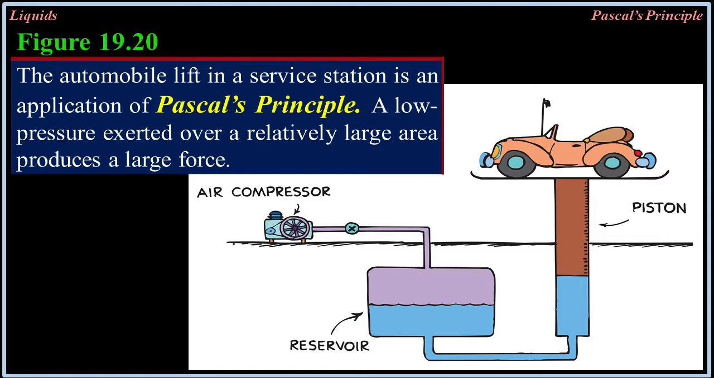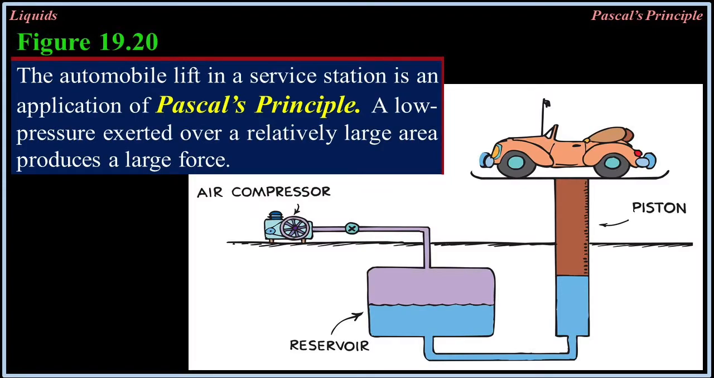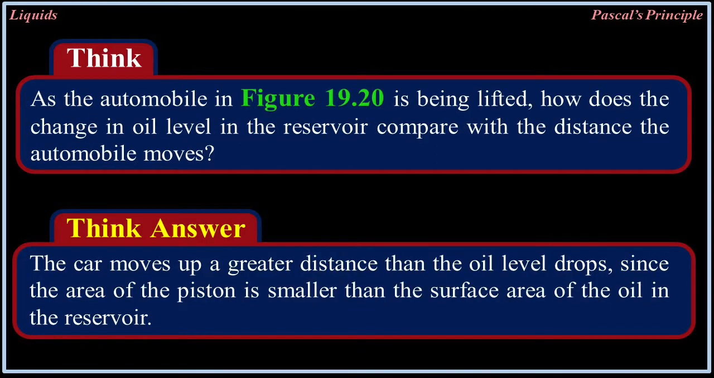A low pressure exerted over a relatively large area produces a large force. Think, as the automobile in figure 19.20 is being lifted, how does the change in oil level in the reservoir compare with the distance the automobile moves? The car moves up a greater distance than the oil level drops, since the area of the piston is smaller than the surface area of the oil in the reservoir.